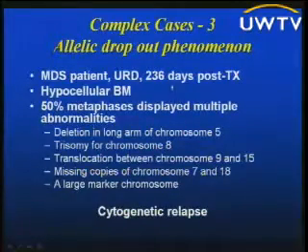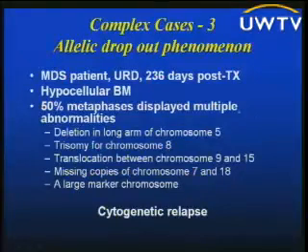Sample was sent to cytogenetics. As you can see, 50% of his metaphases displayed multiple abnormalities. And then here's a long laundry list of the abnormalities that were observed. There was a deletion, and for our purposes, the most important ones are the fact that there was a deletion in the long arm of chromosome 5 and then missing copies of chromosome 7 and 18. This individual was diagnosed as having relapsed.